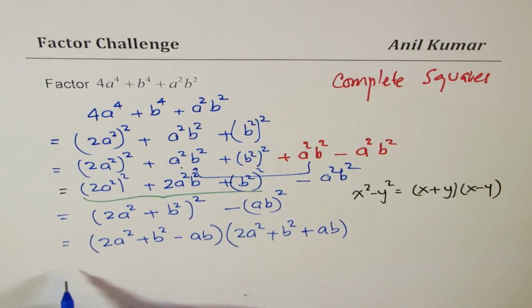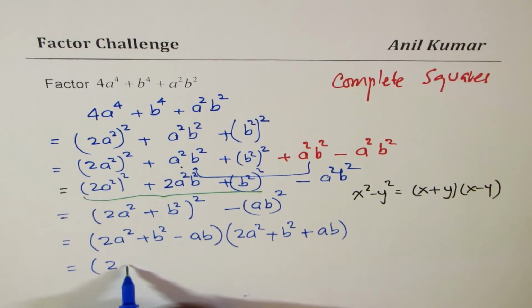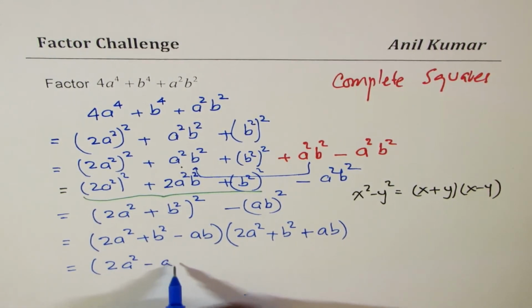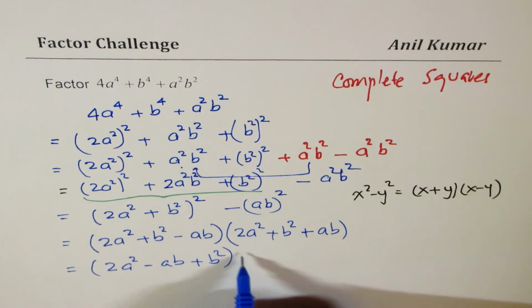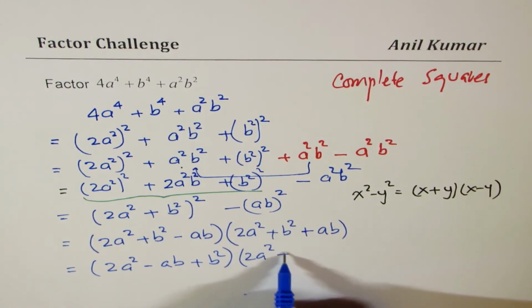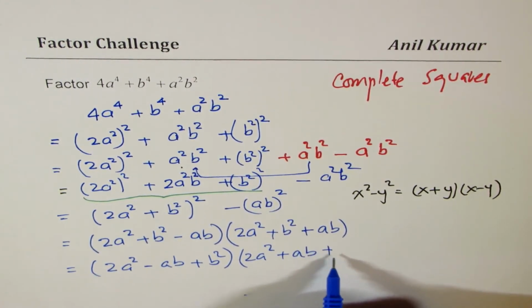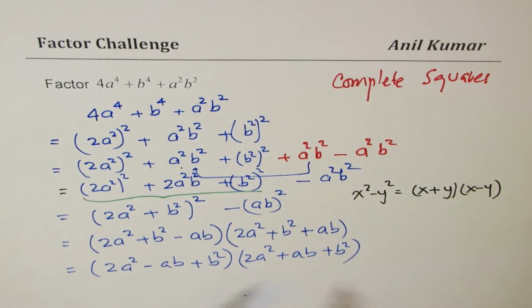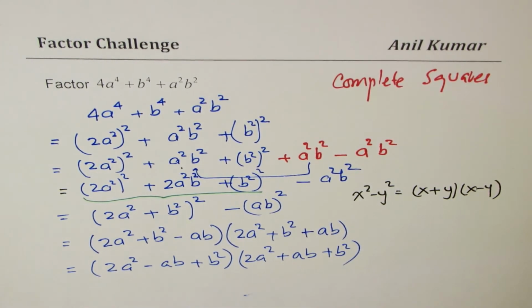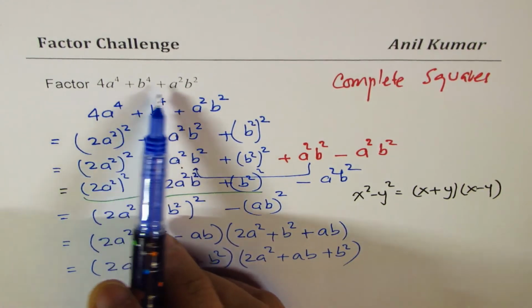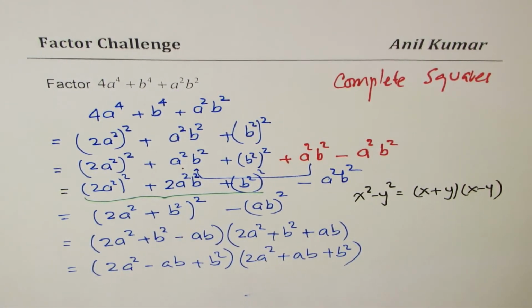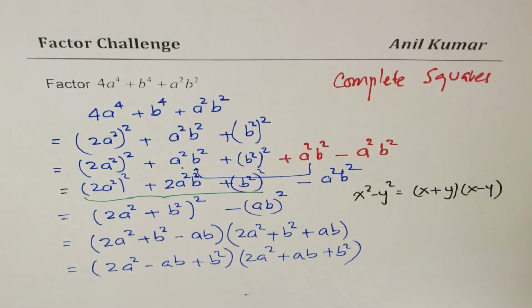You could always rearrange and write them as 2a square minus ab plus b square times 2a square plus ab plus b square. Correct? So I hope you remember, in difference of squares when we had 6 powers, we got this kind of a factor at the end. Perfect? For this kind of a trinomial. Correct? So that is how that could be factored.